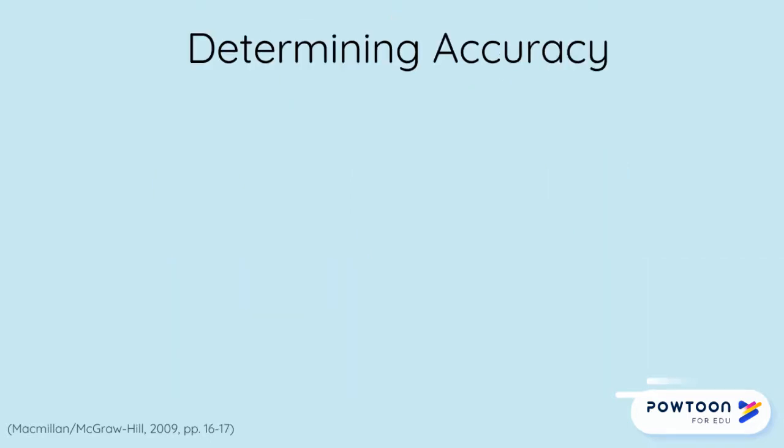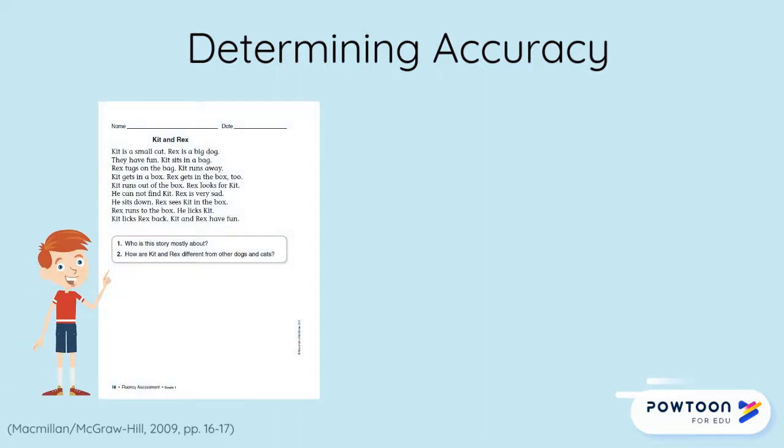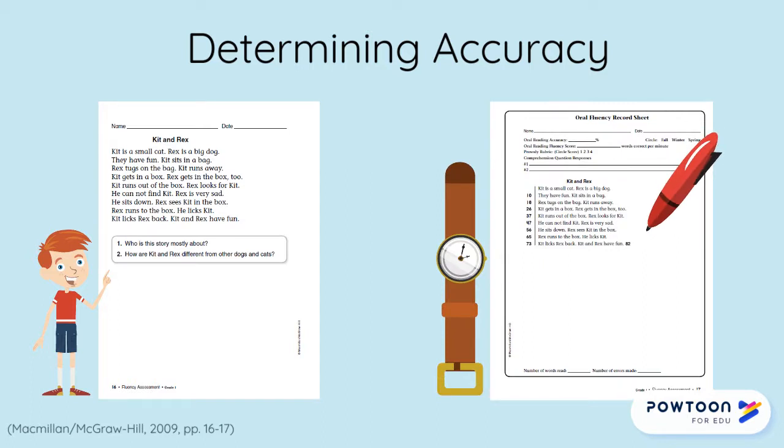Let's take a look at how fluency assessments are done. To determine a student's accuracy, a student reads aloud a passage while the teacher records the number of errors made by the student. The teacher also starts their stopwatch when the student reads their first word. Students are only scored on what they read within a minute.